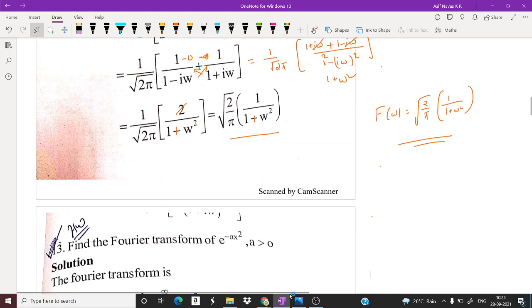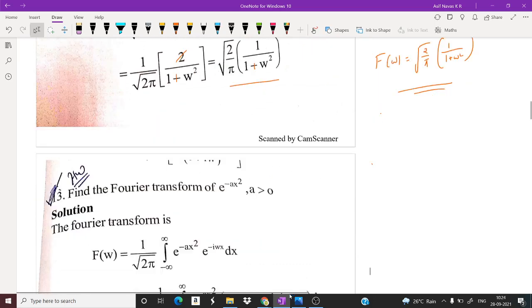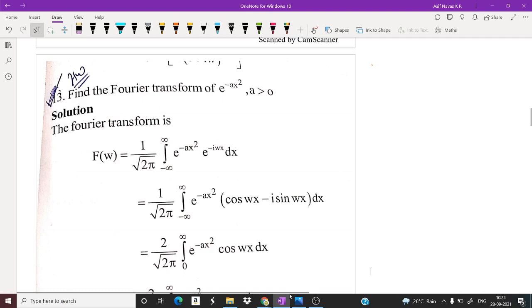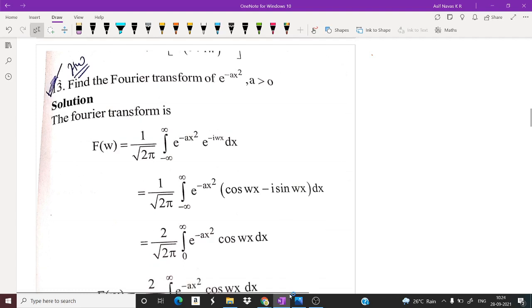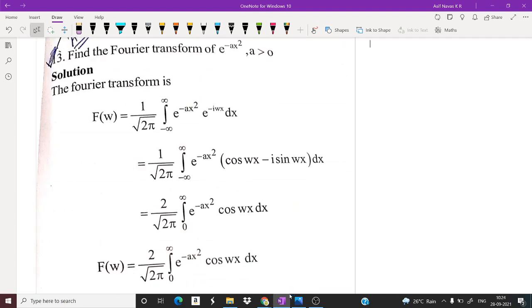So next we will move to the problem. This is a very important problem. If anybody has any doubt, please ask me. Now we have to find the Fourier transform of e raised to minus a x square. So we have already done the Fourier sine transform of this. So e raised to minus a x square. So the problem is we cannot integrate this function.